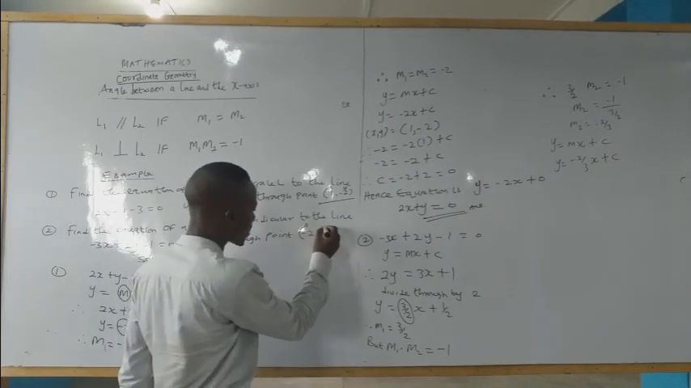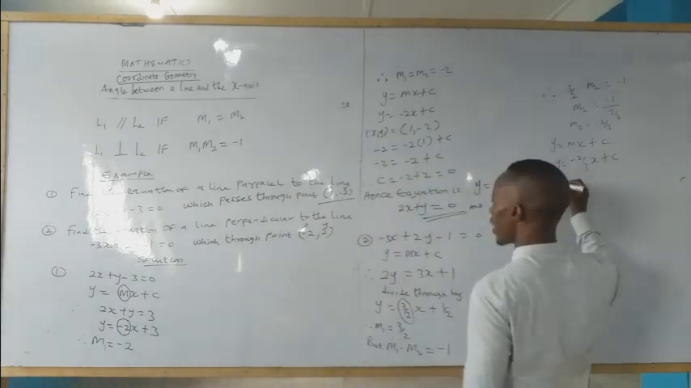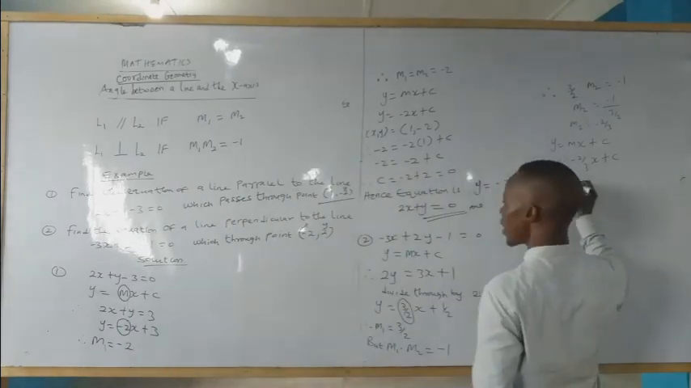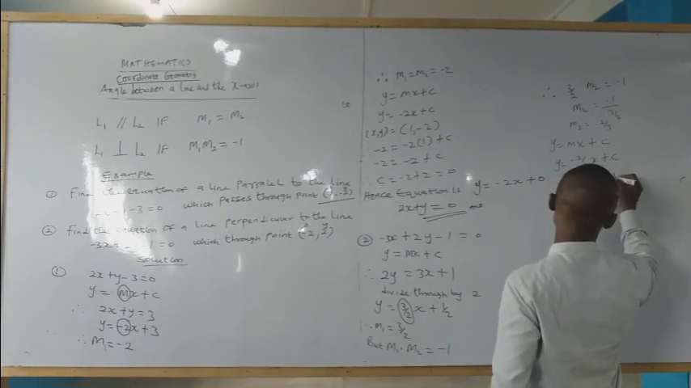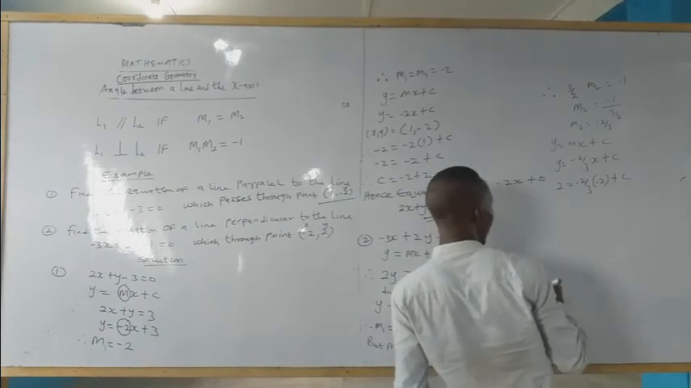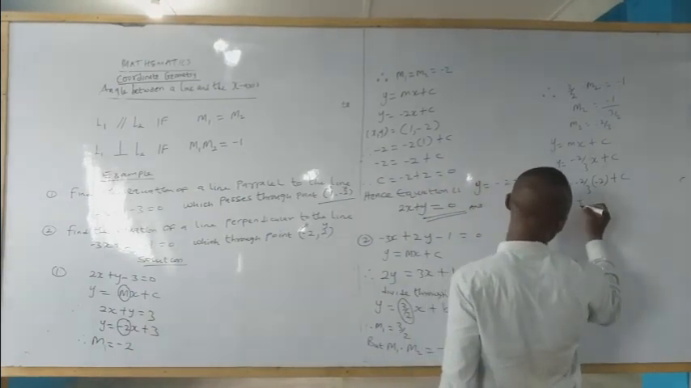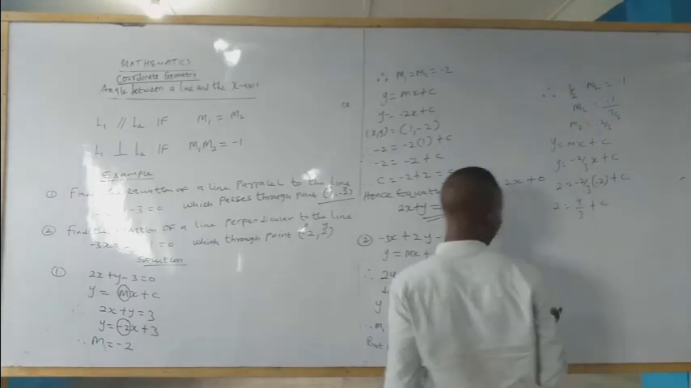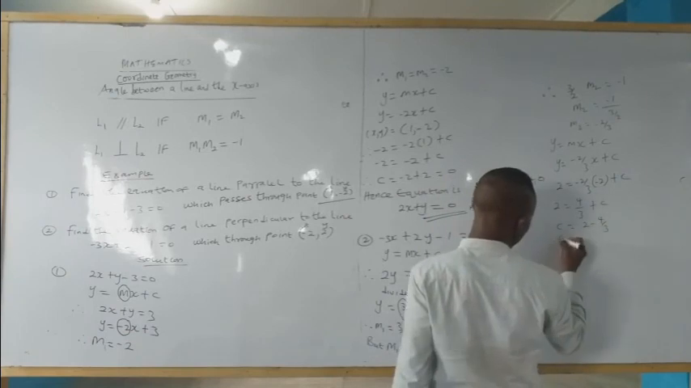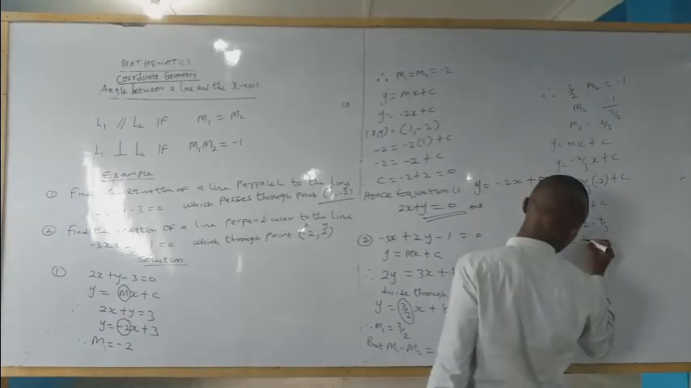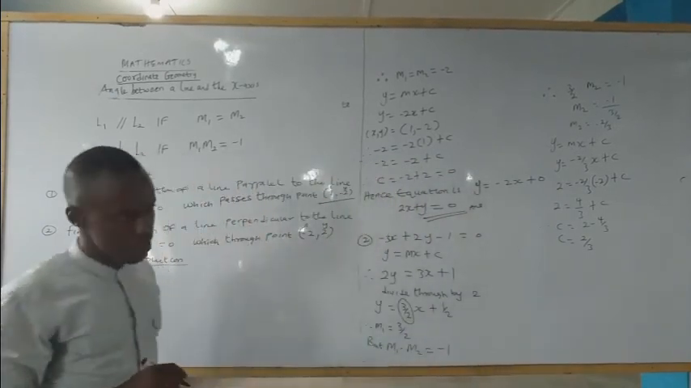So I have x and y. When y is equal to 2, x is equal to minus 2. So I put x and y in: 2 is equal to minus 2 over 3 times minus 2, plus c. So I have 2 is equal to 4 over 3 plus c. Therefore my c is equal to 2 minus 4 over 3. c is equal to 2 over 3.